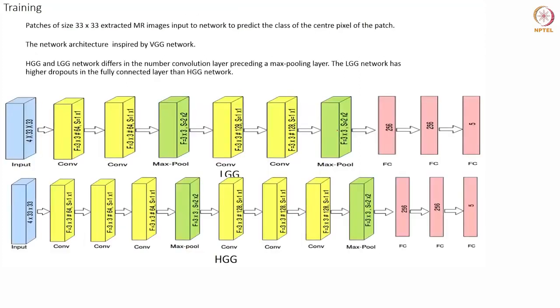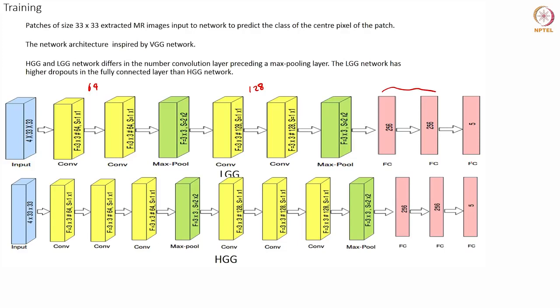So, the network used is inspired by the VGG network. We have a succession of convolution layers followed by max pooling, and as you go, these 2 layers have 64 filters defined, and these layers have 128 filters defined. Okay. And you have a max pooling layer with stride of 2, and then you have fully connected layers, and you have the output here, a 5 class output.